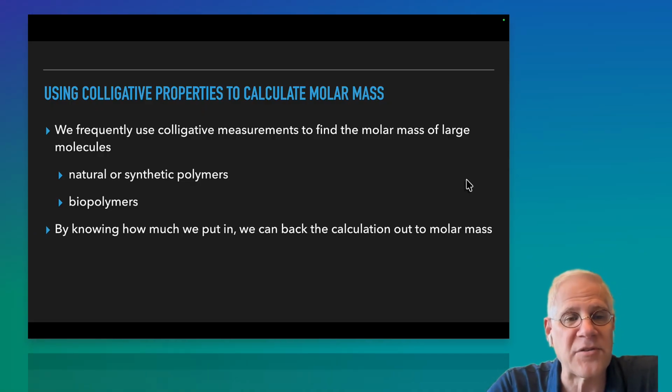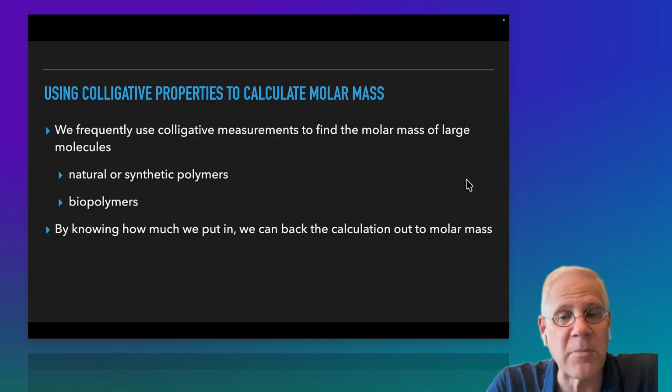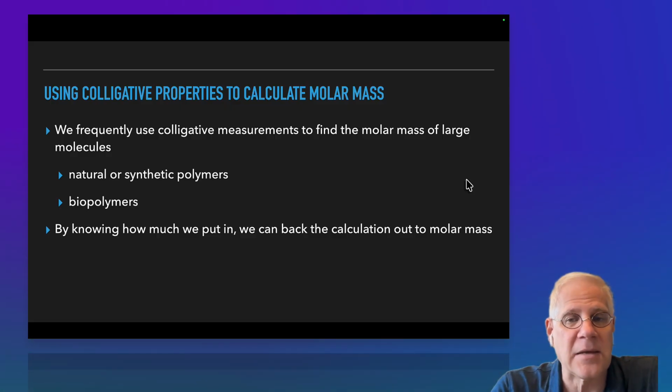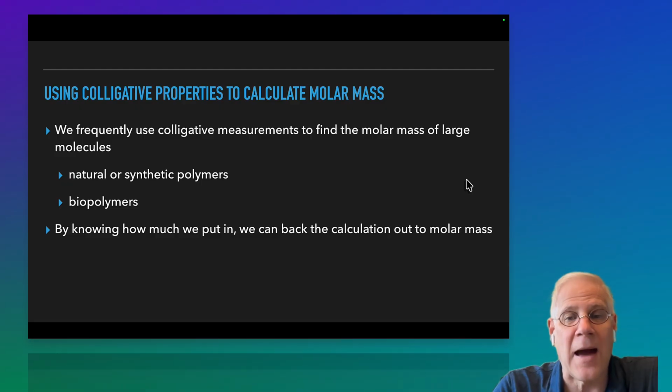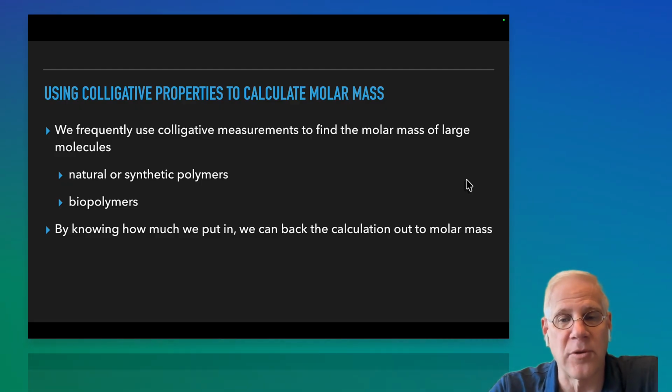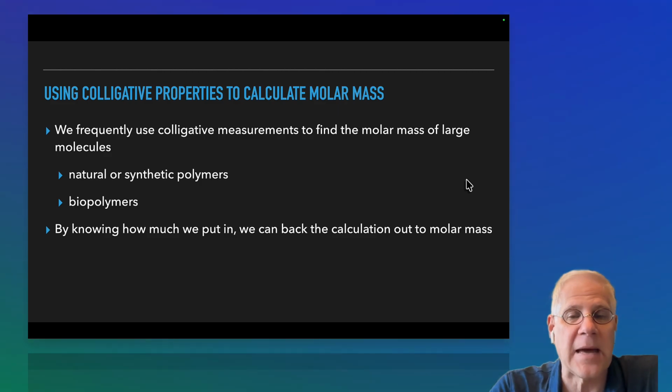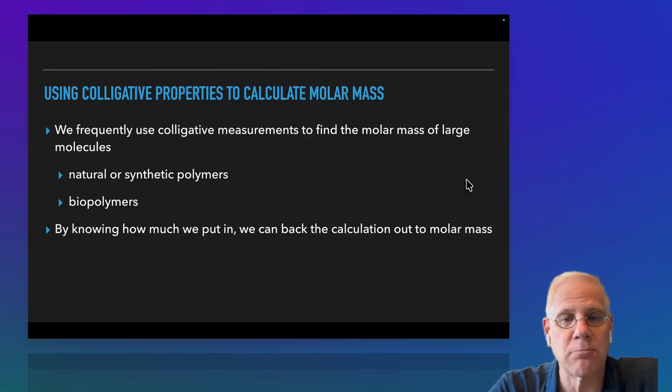And we're not going to do an example, but we'll just kind of talk about it here. If we know the number of grams of material that we put into a solution, do a colligative property measurement on it, and that can take us back to what the molality must be. And if we know what the molality must be, and we know the grams that went in, we can back that calculation out to molar mass.